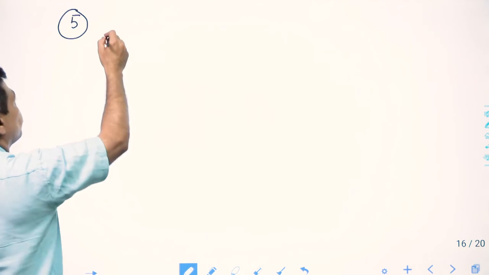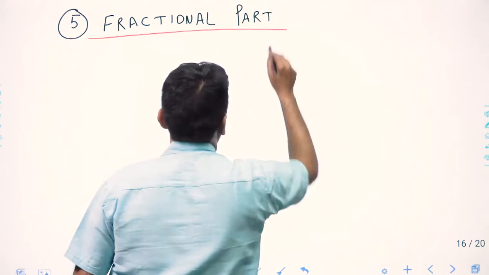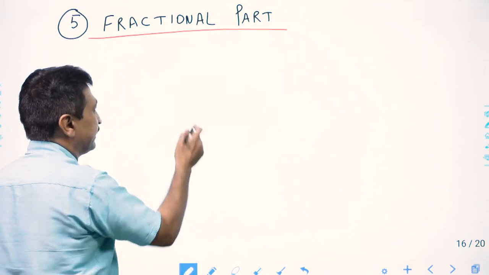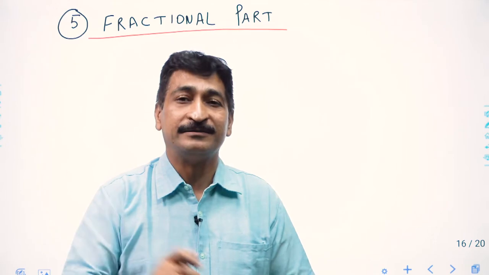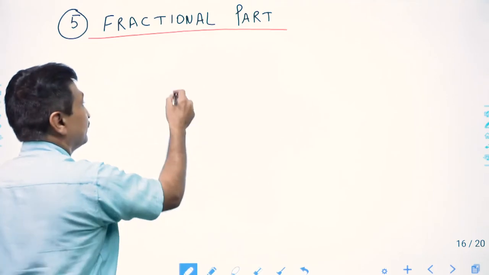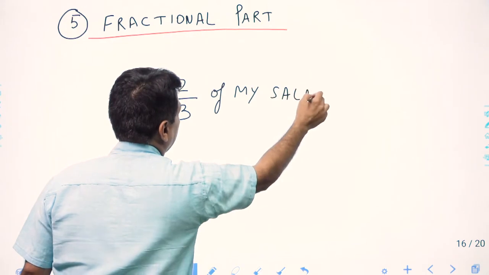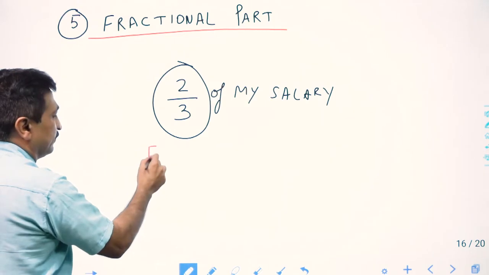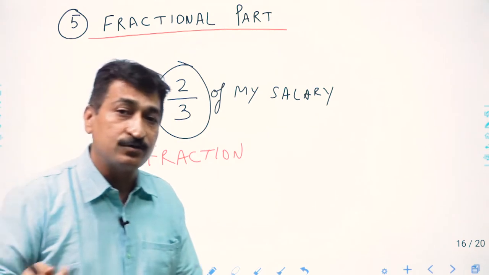Fifth type is fractional part. What is the meaning of fraction? Fraction means, suppose I say my wife snatched away 2/3 of my salary. Yes, she snatches away. So 2/3 of my salary, this is actually a fraction. I will explain what a fraction is and how you convert a fraction into percentage.